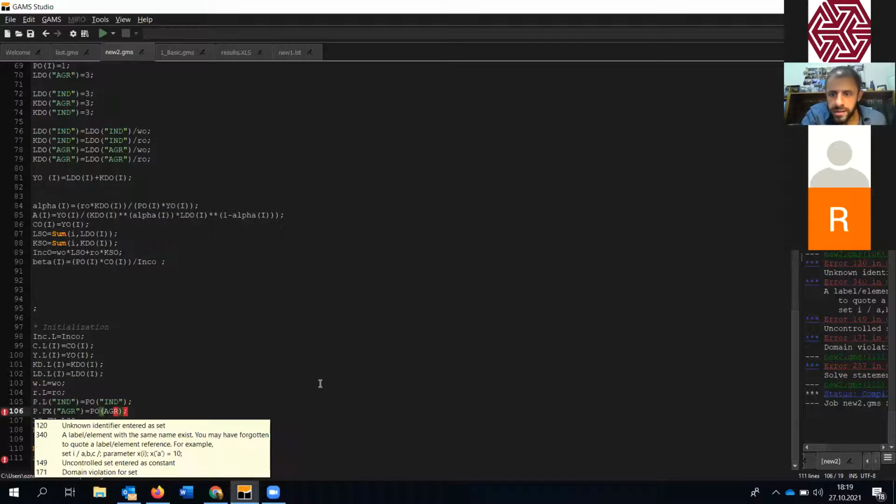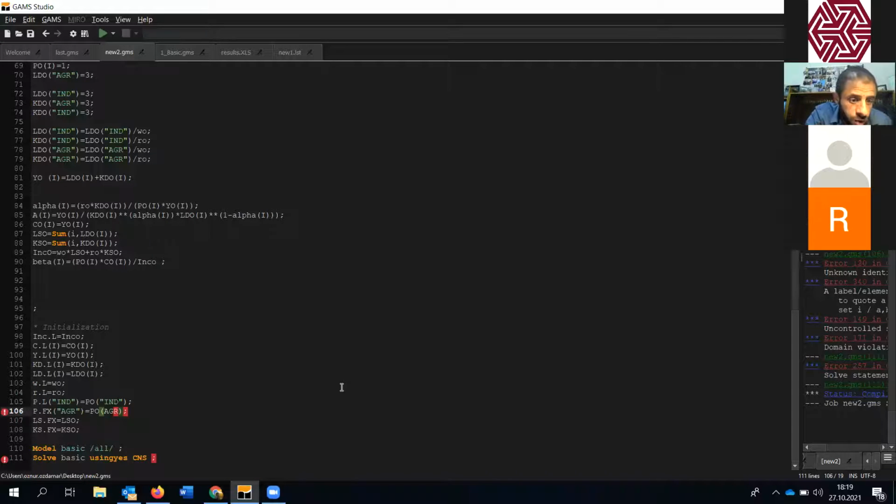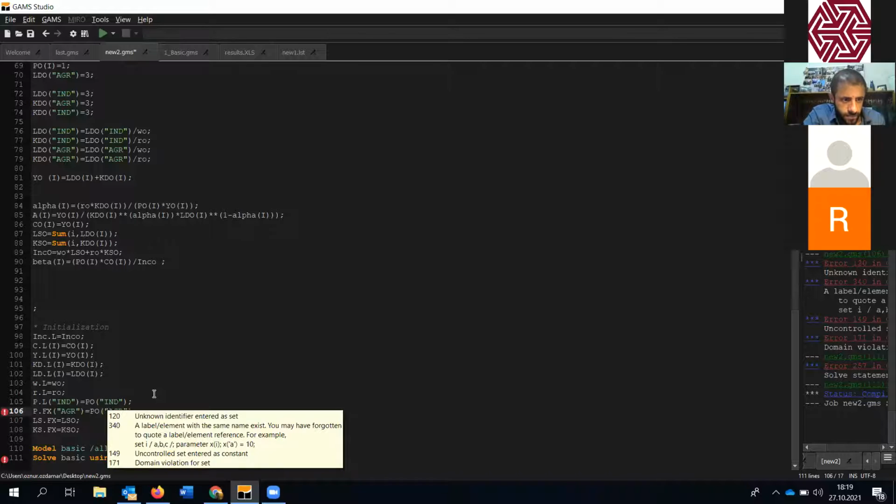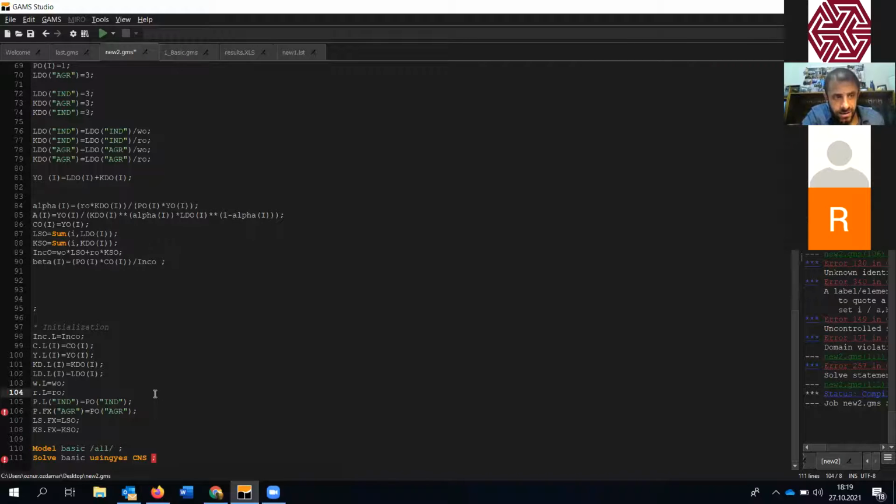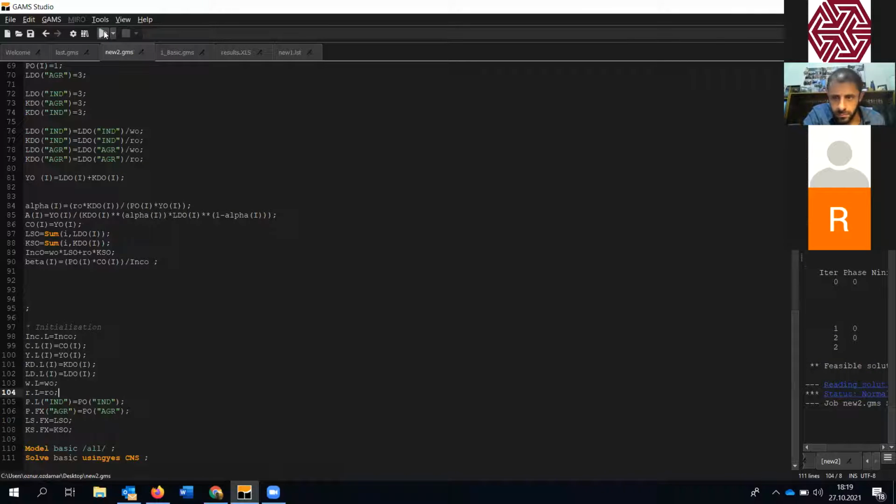So we're being told that there is an unknown identifier. Why? Because you have to put the agriculture between quotation marks. Yes. So all these errors are syntax errors. Run again. Now the model is working.